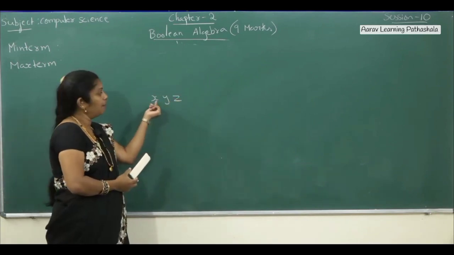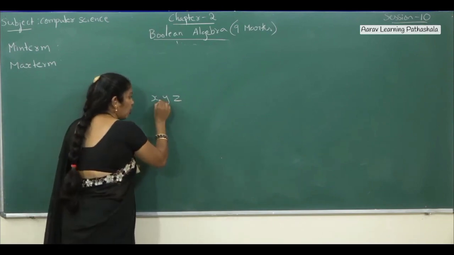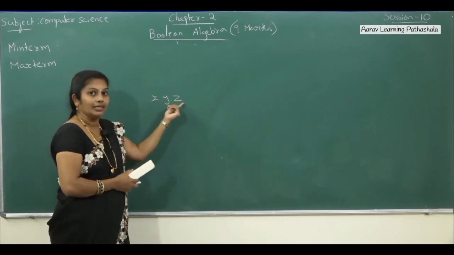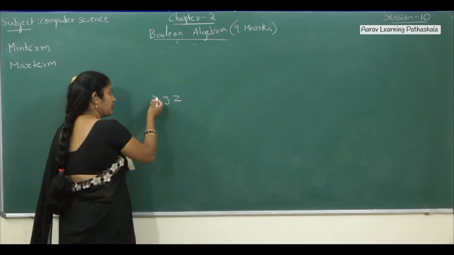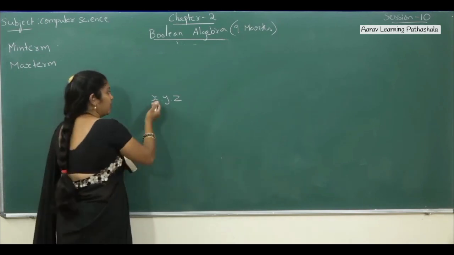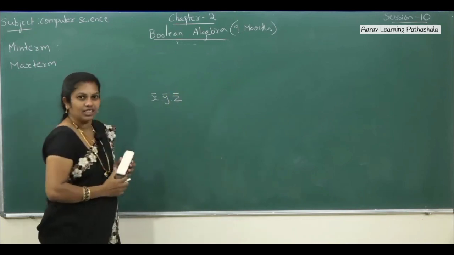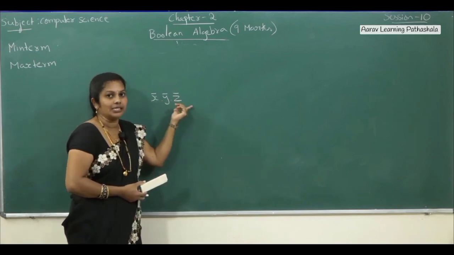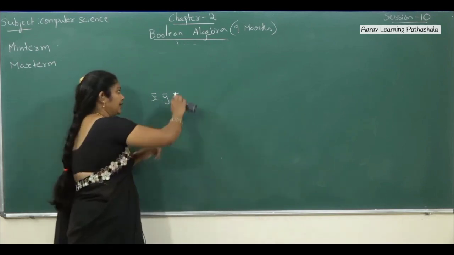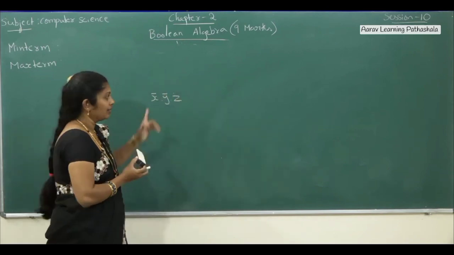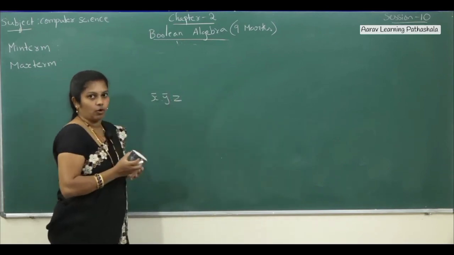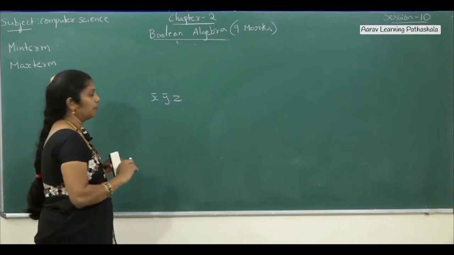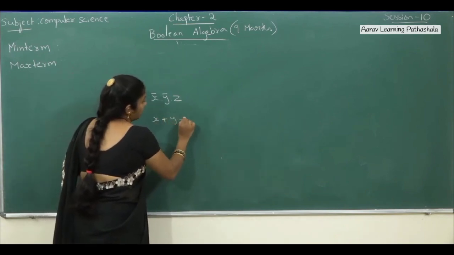Consider minterm is a product. If you don't have any operator, then consider it as a dot operator. Minterm is a product of all the literals with or without bar. Literal means variables. The variable may have a complement or it may not have any complement. It may contain bar or it may not contain any bar. That is minterm. Maxterm is the sum of all the literals with or without bar. For example, x plus y plus z.